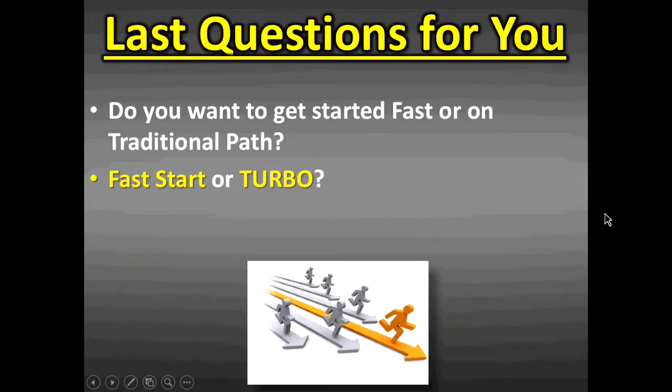With that said, we're coming to the end of the presentation here, so I just have a couple of questions for each and every one of you. If you had the ability to be on a fast track or a traditional path, which one would you choose? The shortest distance between 2 points is a straight line. If we gave you a straight line to walk, and we did with our 5-step system, would you want to take that line, or would you take the scenic route?